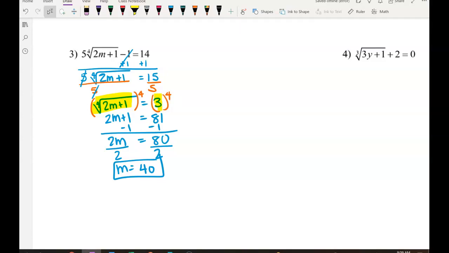Once you have the answer to 4, confirm, check it with one another before you box it up. Can odd indexes have negative numbers underneath? Yes, like the cube root of negative 8 is negative 2. So odd indexes can have negative solutions, okay? Just the even ones that are funky.